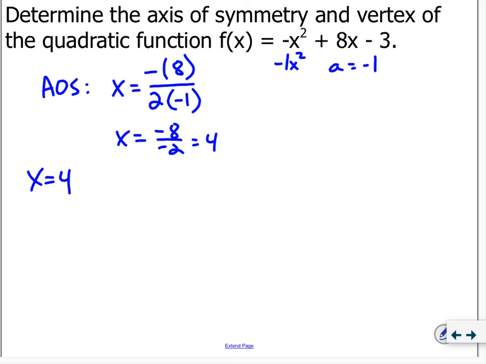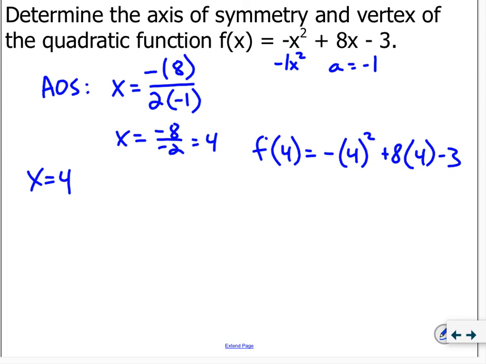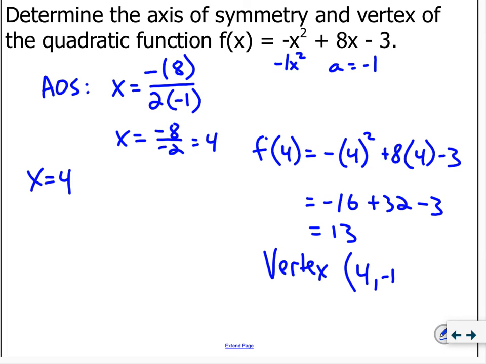Did you then plug 4 in? Check it out. So I'll use my function notation because I got a function here. So the function's value at 4, I'm going to plug x equals 4 into my equation. And again, notice those order of operations there. The order of operations tell me that I got to square 4 first and then make it negative. Negative 16 plus 32 is a positive 16. Minus 3 is 13. So how about that vertex being at 4, 13? I was going to write negative. I want it to be positive.